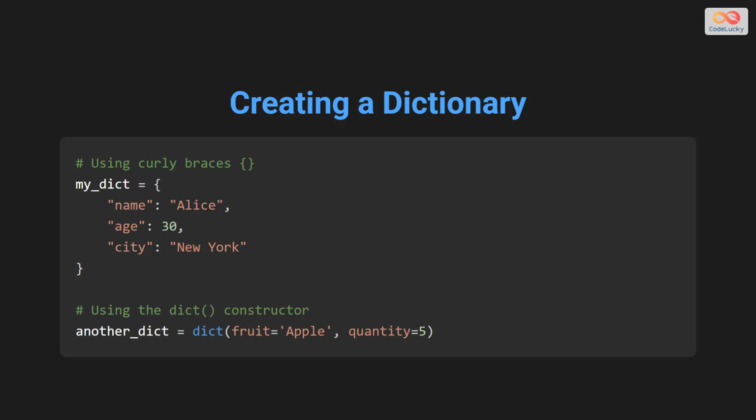Creating a dictionary is simple. The most common way is by using curly braces. You define your key, add a colon, and then provide its value. For multiple items, just separate them with a comma. Another way is to use the dict constructor, which can be useful for creating dictionaries from other data types or when you prefer a different syntax.